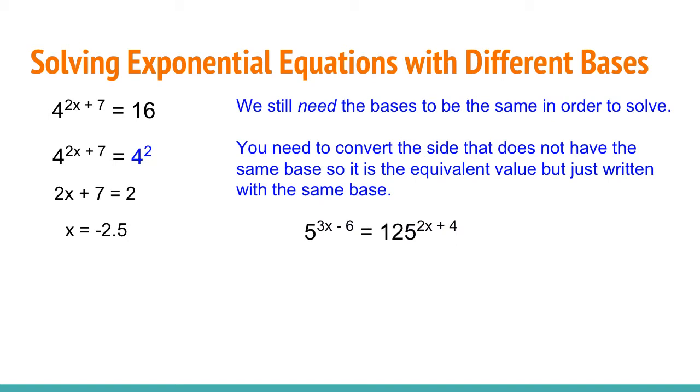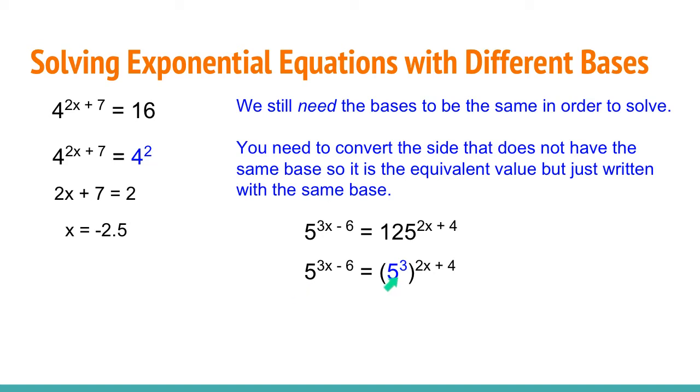Let's look at a slightly more complicated example. Now we have exponents on both sides: 5 to the 3x minus 7 is equal to 125 to the 2x plus 4. Both of those have an exponent, but they do not have the same base yet. We need to turn 125 into 5 to some power. So 5 cubed is the same thing as 125, and now we have the same base on each side.